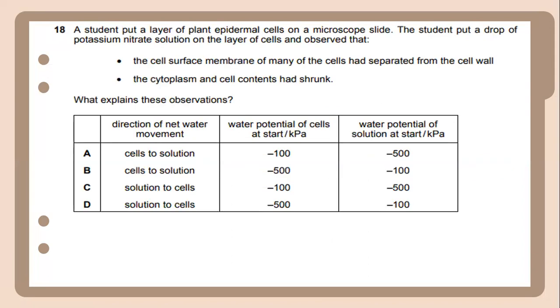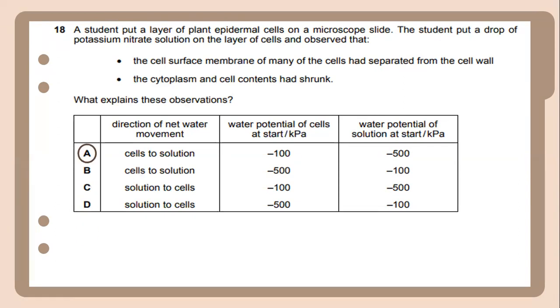The student put a layer of plant epidermal cells on the microscope slide. The student put a drop of potassium nitrate solution on the layer of cells and observed that, first, the cell surface membrane of many of the cells separated from the cell wall, and second, the cytoplasm and cell vacuole had shrunk. What explains this observation?